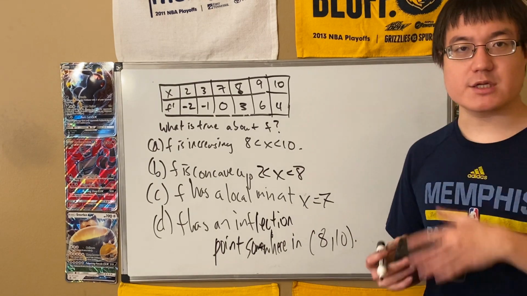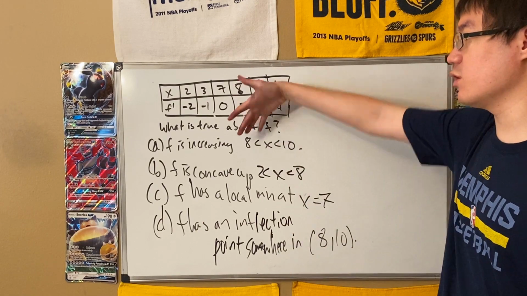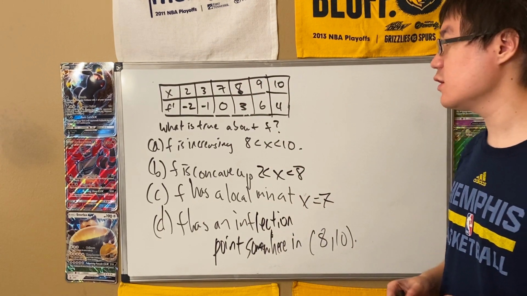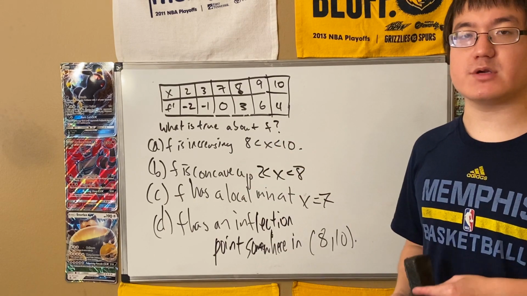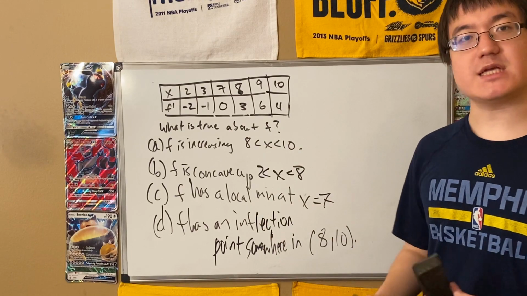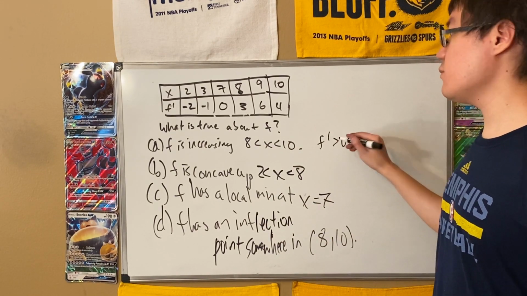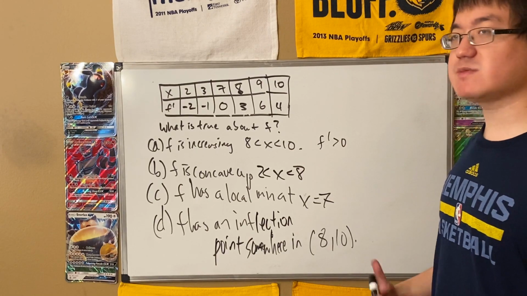So let's just talk about each of them, and this is a good time to review the shape of curves rules, probably more important than actually answering this question correctly. Let's take each answer choice one by one and apply a rule. The first is f is increasing. What's that rule? Well, f is increasing when f prime is positive. So we're going to look at this table and see if it's positive.